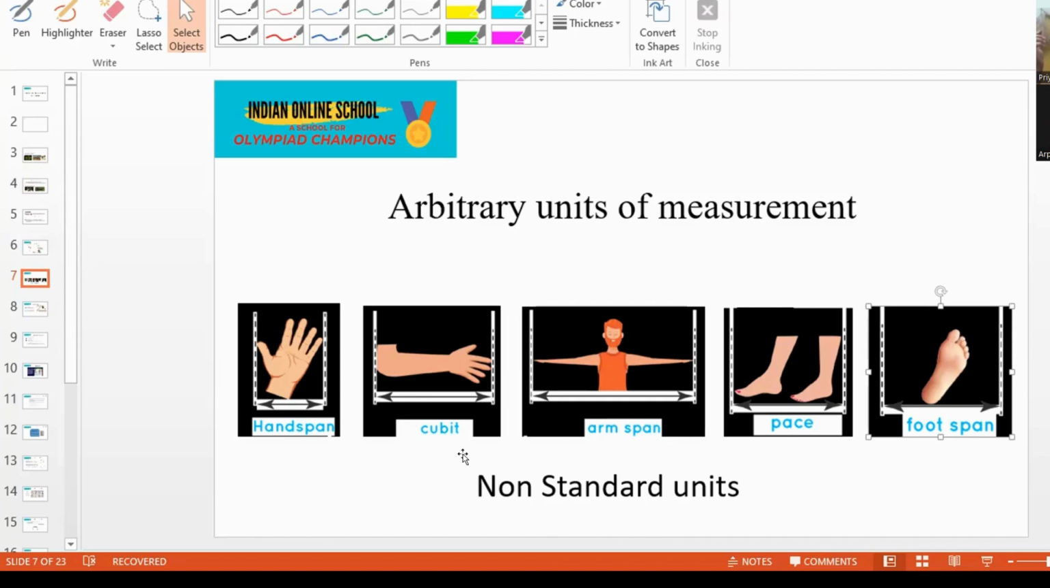Yes, ma'am. So my handspan will be different from yours. That's why these are non-standard. When the measurement is not a standard, then we call it non-standard or arbitrary units.